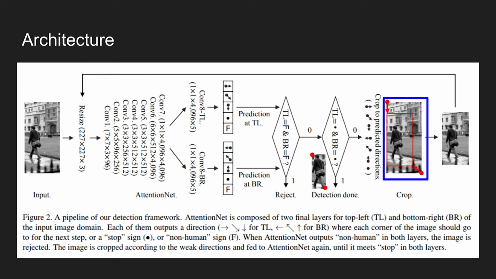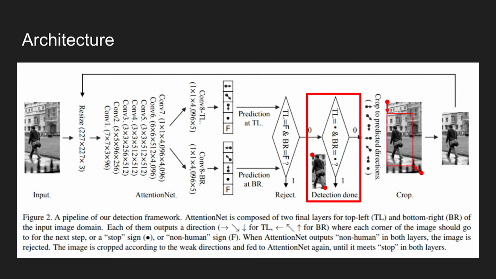Using the information from the 2 branches, points from the boundary move a fixed length and the new image region is cropped, and this region is fed back into the network. If both branches output a stop class, then detection process is finished. Else, if both branches output a no instance class, it means that sample is rejected. We can see from here that the algorithm is able to detect only a single class and a single instance.